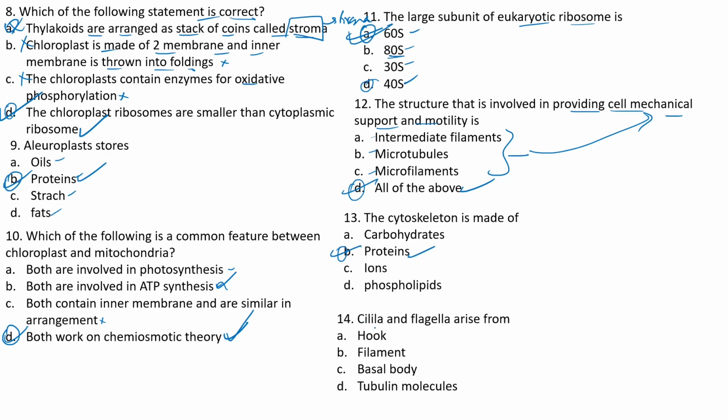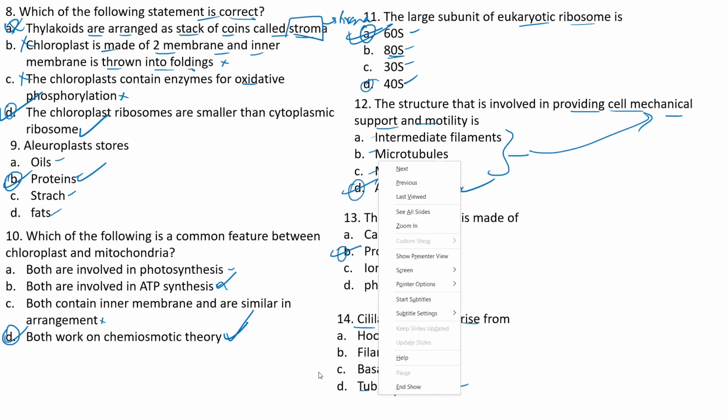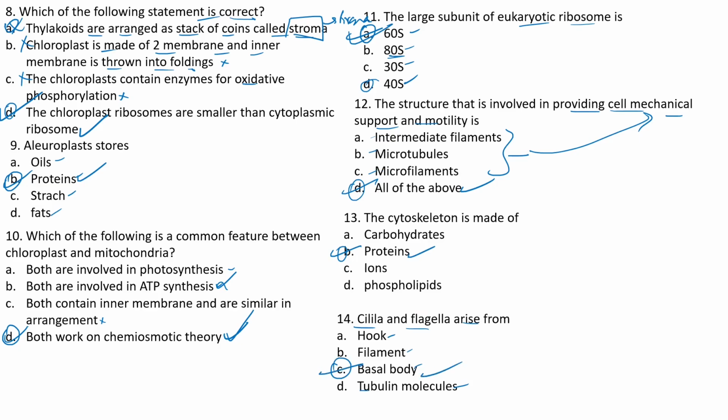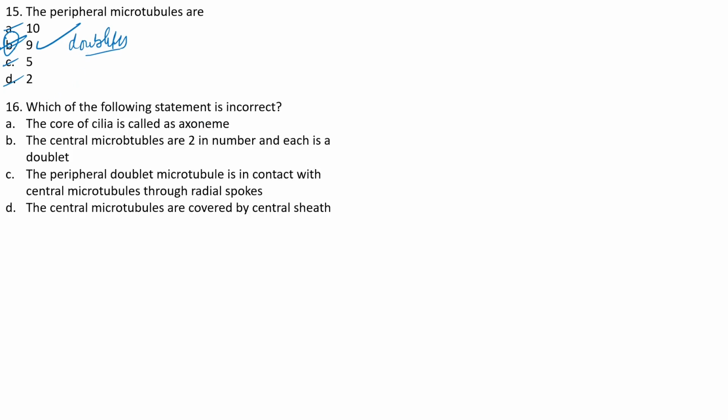The next question. Cilia and flagella arise from hook, filament, basal body, tubulin molecules. They are constructed of the tubulin molecules, but they ultimately arise from the basal body. So C is our right answer for this question. The next question. The peripheral microtubules are 10 in number, 9 in number, 5 in number, 2 in number. They are mainly 9 in number with doublets. Okay. Remember this.